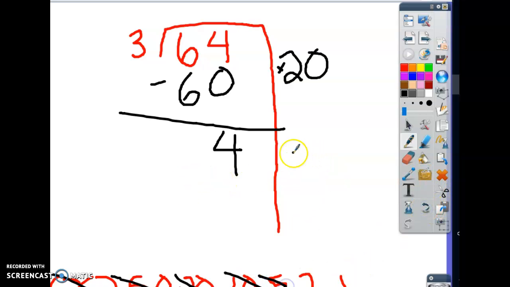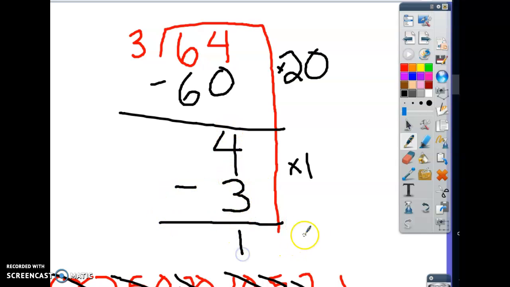Let's think about 2. 3 times 2 is 6. That's bigger than 4, so I can't use 2. Let's look at 1. 3 times 1 is 3. Bingo. So 3 can be it because 3 is less than 4. So I'm going to do times 3. Then remember you subtract after. When I subtract 4 minus 3, I will get 1.